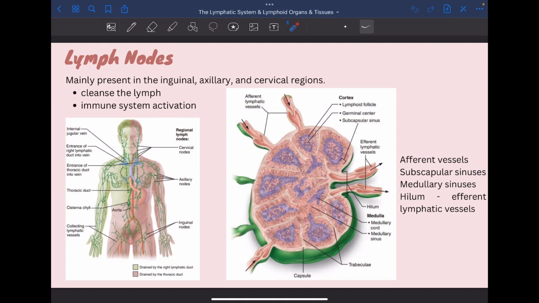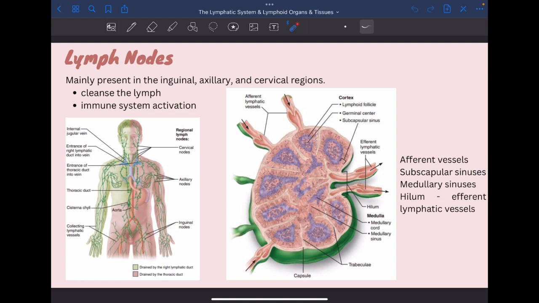But for the most part, the larger clusters and the larger groups are present in sites where we will have the formation of the trunks. So where we have formation of the trunks, be it the intestinal trunk, the lumbar trunks and so on, this is where we have the majority of the large clusters. We have inguinal, axillary, and cervical. Those are the biggest clusters that we have of lymph nodes.